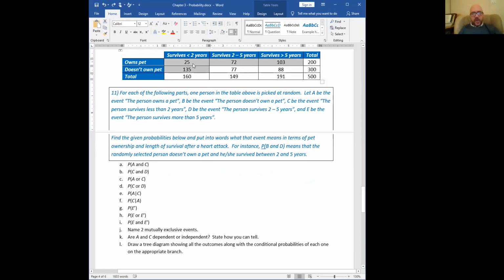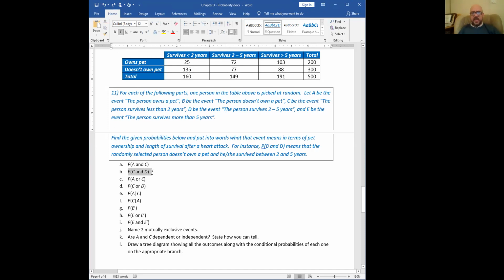So it's they own a pet and they survive less than 2 years. So this is somebody who had a heart attack and then died within 2 years of their heart attack, and also owned a pet. So there were 25 of those people out of the 500 in the study. So the probability of A and C is 25 out of 500.